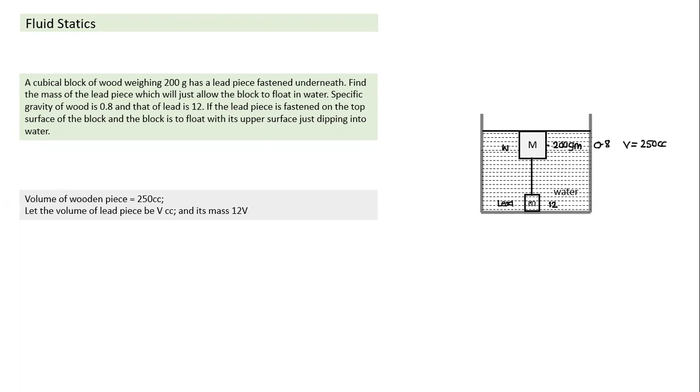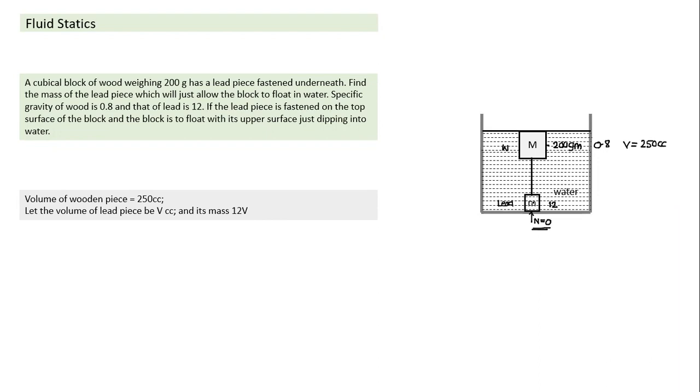I am not calculating mass first because the force of buoyancy always depends on volume. So let me assume the volume of the lead piece which is required is equal to V cc, and which is just sufficient to keep it floating. What does just floating mean? The normal reaction exerted, this lead block is lying on the surface with normal reaction equal to 0. That means just floating.